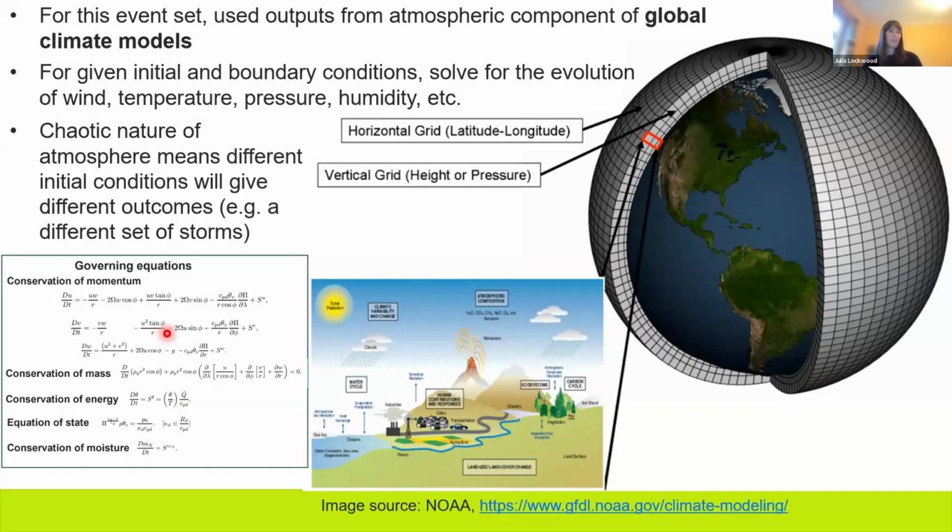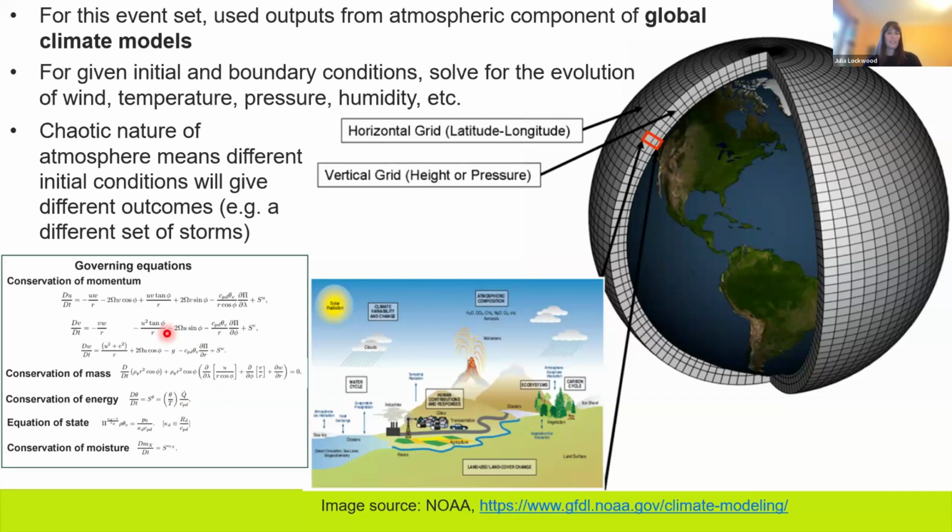That means the atmosphere is a chaotic system. If you run it with a different set of initial conditions, then you can get a completely different outcome. So in our climate model, you can run it several times, just varying the initial conditions, and you can get a completely different set of windstorms or hurricanes.